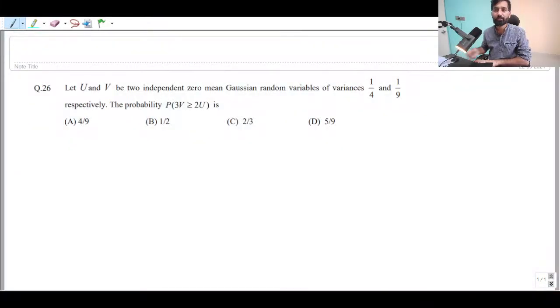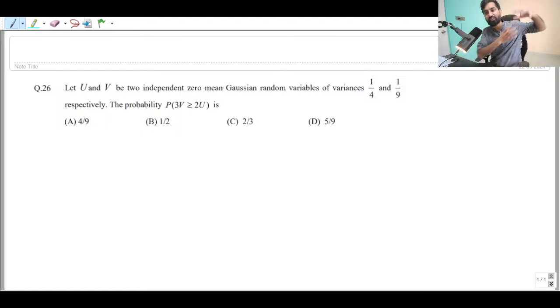In this lecture, first of all, I will start with a question which was asked in GATE Electronics and Communication in GATE 2013. Let me solve that question, and then start computing the normal probability by converting into standard normal.